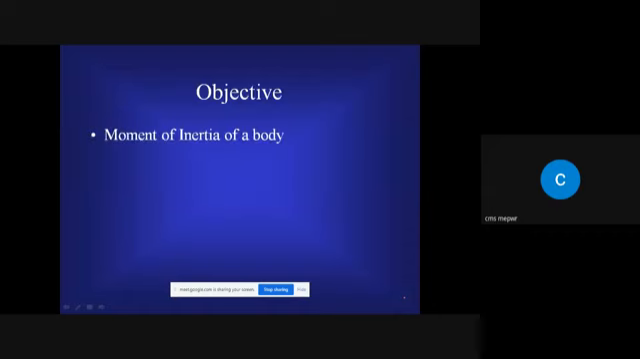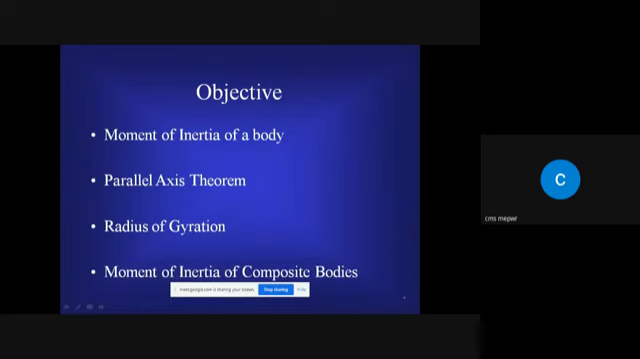Okay, what's the objective? The first one is to know the moment of inertia of a body, then what the parallel axis theorem is, and then what the radius of gyration is. If you recall these three things, it will be easy for you to apply them in the next lecture or in the coming topics. And what is the moment of inertia of composite bodies? Maybe I will not go into much detail regarding this topic, but again, it's very important.